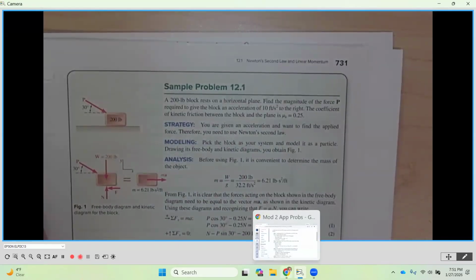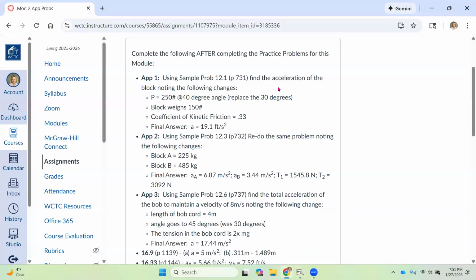And what you're going to do is if we go back over here, you want to find the acceleration of the block under these conditions. And then your final answer, you should get an acceleration of 19.1 feet per second squared. Okay. So use that same problem. It is a little different. You're solving for a different variable. In the problem, sample 12.1, you were solving for P, and this one you're solving for the acceleration. Okay. So that's your first application.